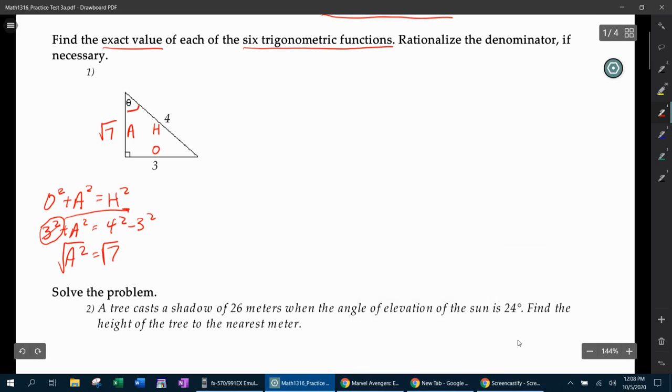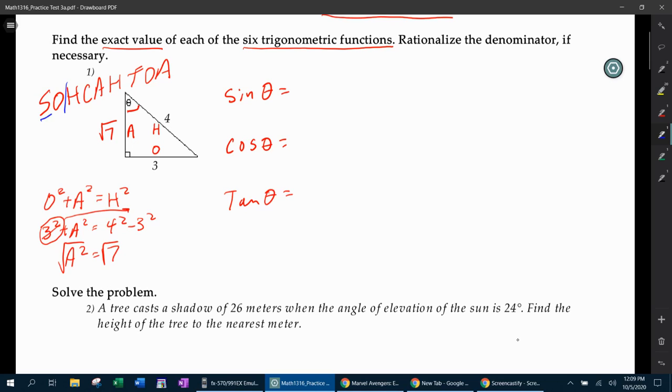And taking the square root of both sides gives us the adjacent is square root of 7. Now that we have all 3 sides, we can find the first 3 trig ratios: sine, cosine, and tangent. If you remember SOHCAHTOA, let me write that down real quick. SOHCAHTOA says sine is opposite over hypotenuse, cosine is adjacent over hypotenuse, and tangent is opposite over adjacent.